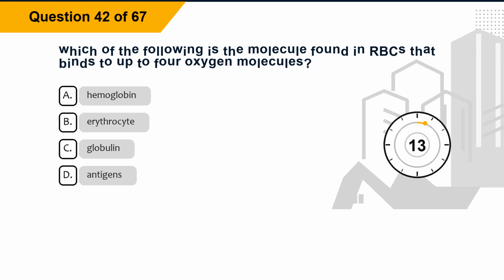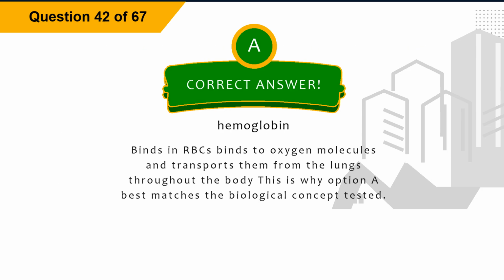Question 42. Which of the following is the molecule found in RBCs that binds to up to 4 oxygen molecules? Option A, hemoglobin. Option B, erythrocyte. Option C, globulin. Option D, antigens. The correct answer is option A, hemoglobin. Explanation. Hemoglobin in RBCs binds to oxygen molecules and transports them from the lungs throughout the body. This is why option A best matches the biological concept tested.